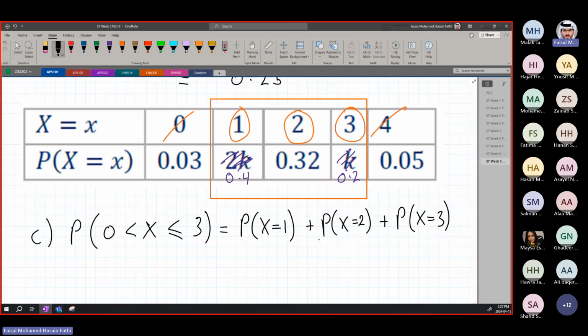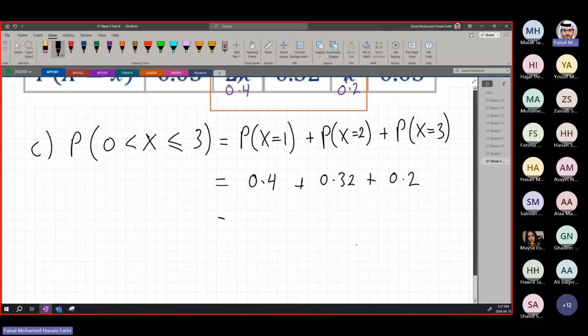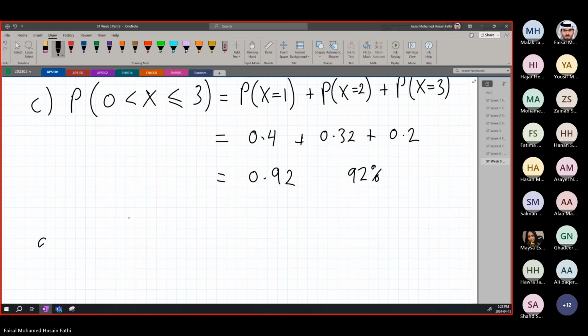And we just put in the probabilities now. So probability when x is equal to 1 is 0.4. The bottom of the table now, the probability, plus the probability of 2 is 0.32. And the probability of 3 is plus 0.2. We sum this all up, we get 0.92 as our probability, or we can say 92% chance. All right? Same thing.